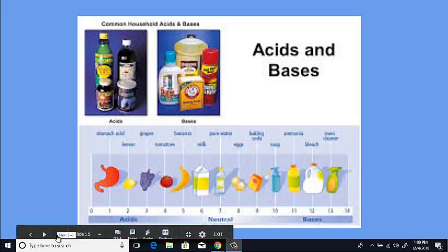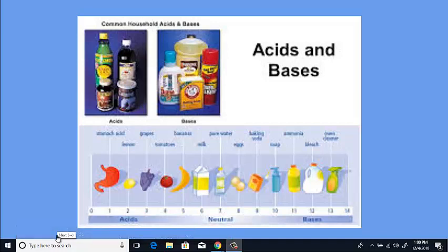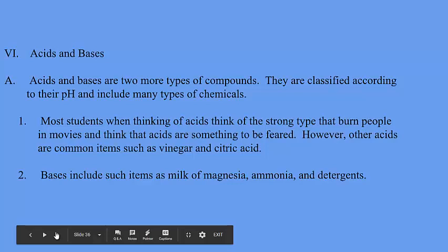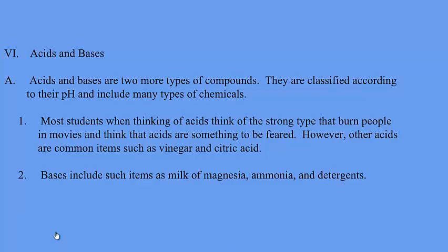This tutorial goes along with Roman numeral 6 in the Unit 6 Honors Packet and is on acids and bases. Acids and bases is just another way to classify compounds, and it's according to pH instead of how compounds bond. Most students, when thinking of acids, think of the strong type that burn people in movies and think the acids are something to be feared.